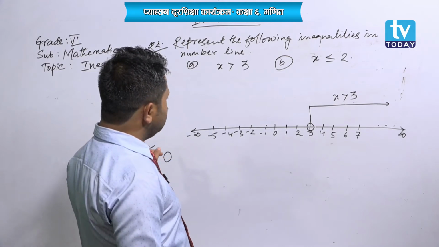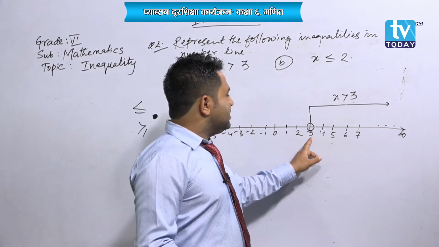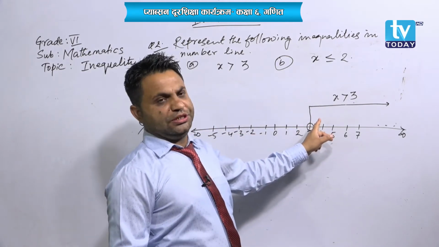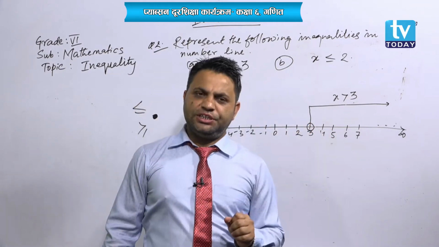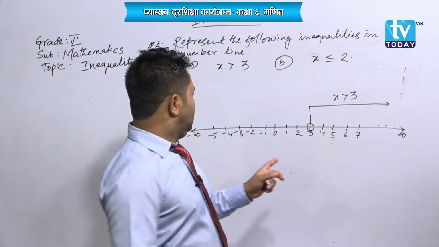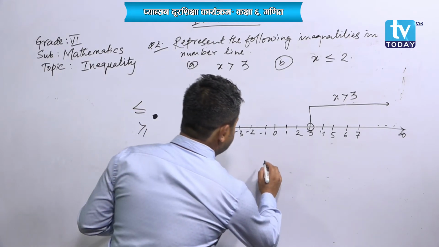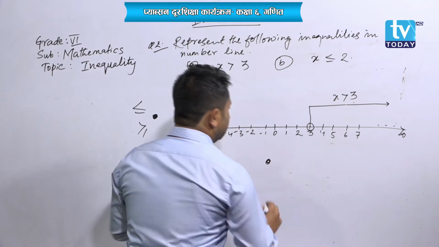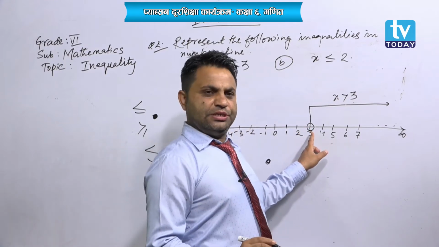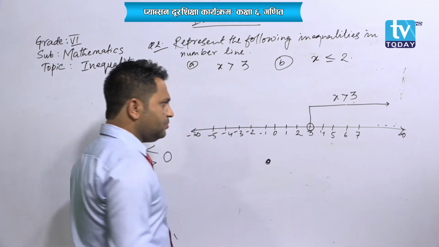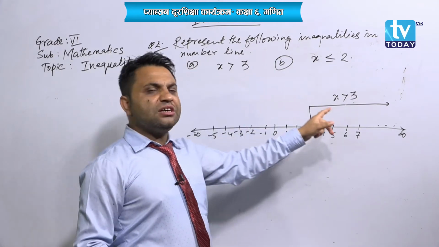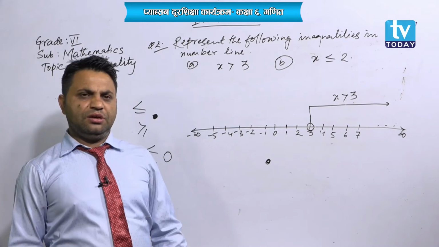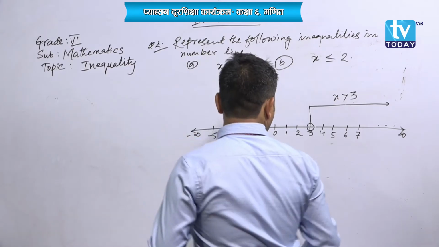In this symbol and this symbol, we have to use this circle. What is the difference between them? In this case, 3 is not included. Understood? The value of x is greater than 3. All right. Suppose if there is a dark circle, then this value is also included. That means we can represent this inequality on the number line in this way. Is that clear? Understood? Okay.